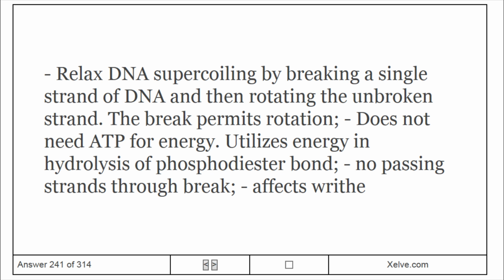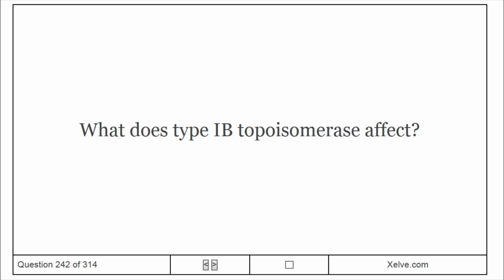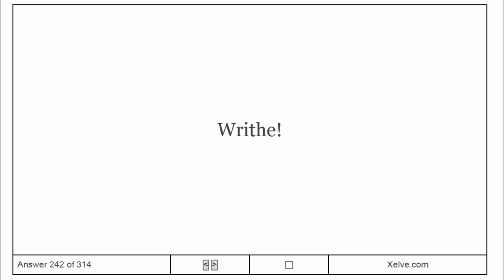Relaxes DNA supercoiling by breaking a single strand of DNA and then rotating the unbroken strand. The break permits rotation, does not need ATP for energy, utilizes energy in the hydrolysis of a phosphodiester bond, no passing of strands through the break. What does this type of topoisomerase affect? Writhe.